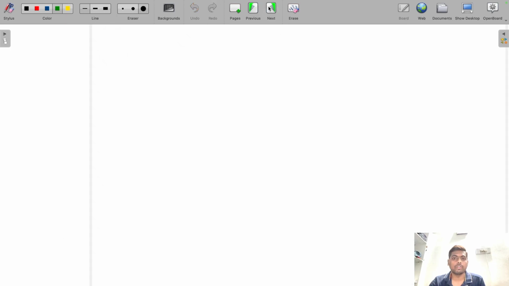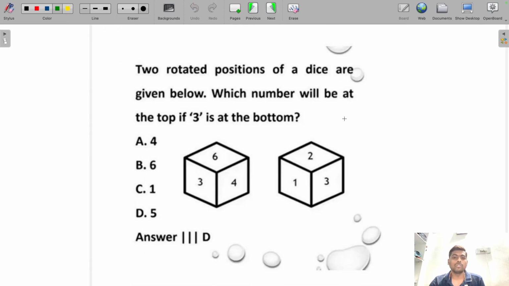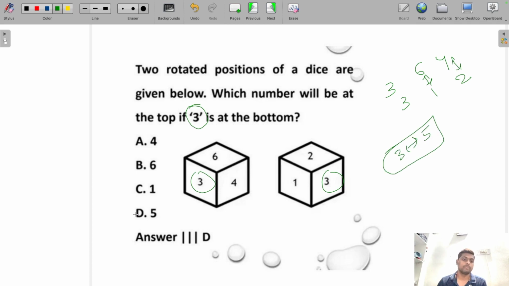Now coming to the next one. So 2 rotated face positions of a dice are given. Which number will be at the top if 3 is at the bottom? Means they are asking what is opposite to 3. Okay, so 3 is common here. Write down 3 6 4, 3 1 2. So 6 and 1 are opposite, 4 and 2 are opposite, so for 3 the opposite will be 5, the remaining number.